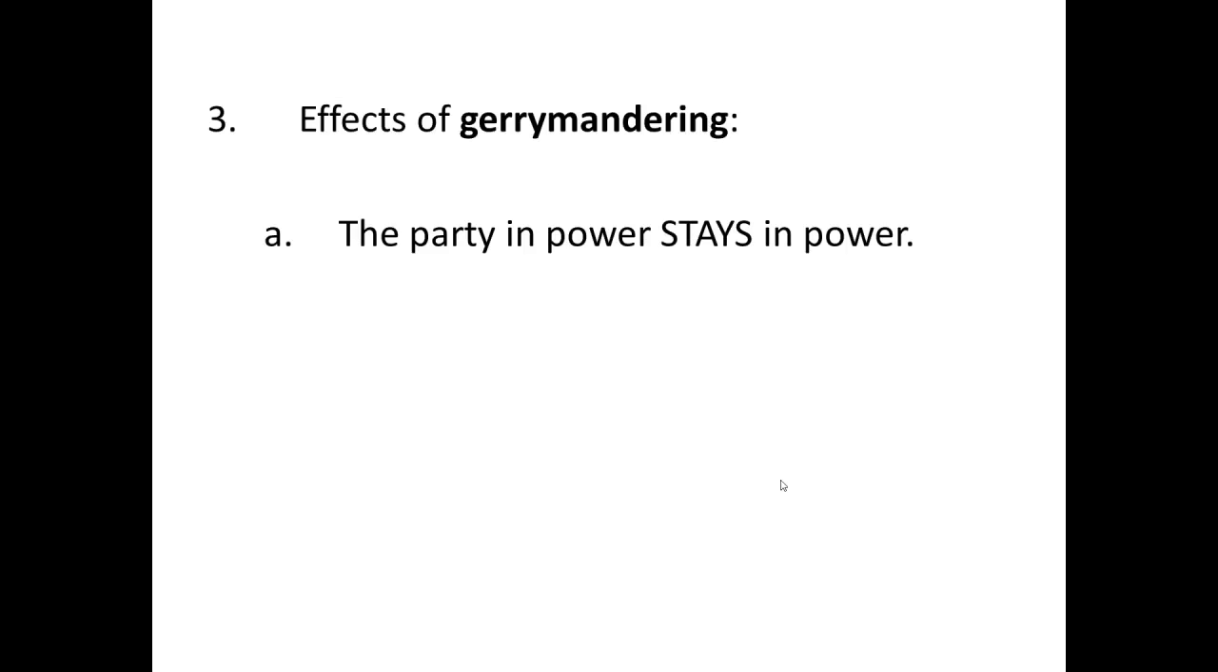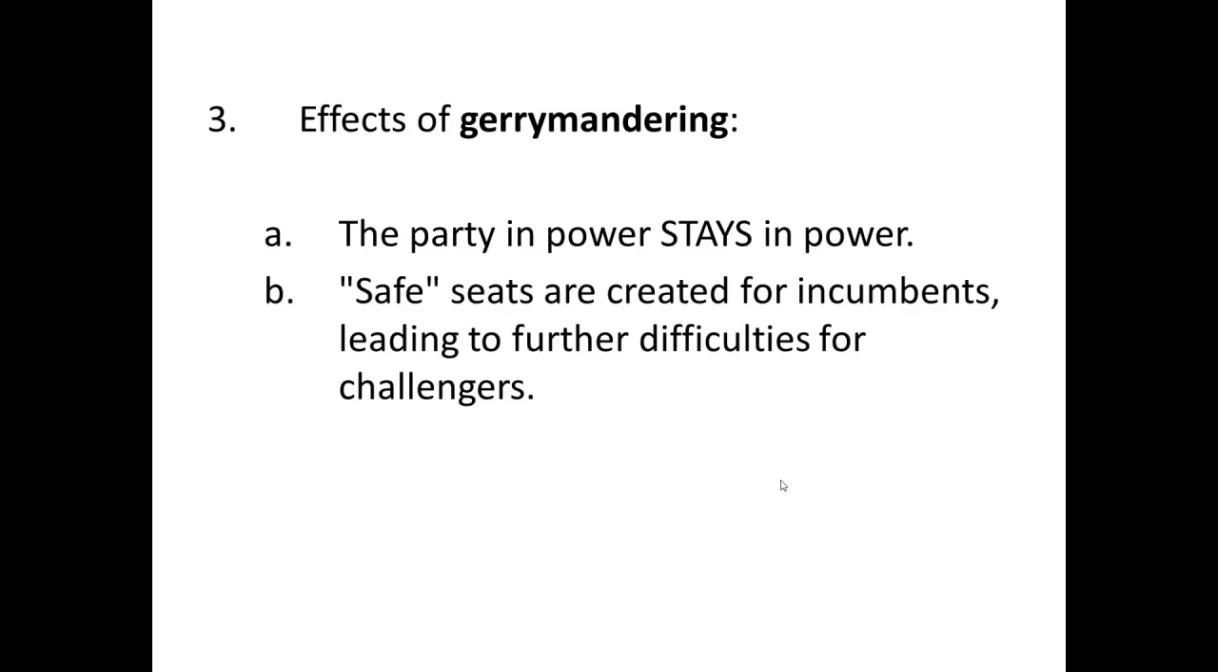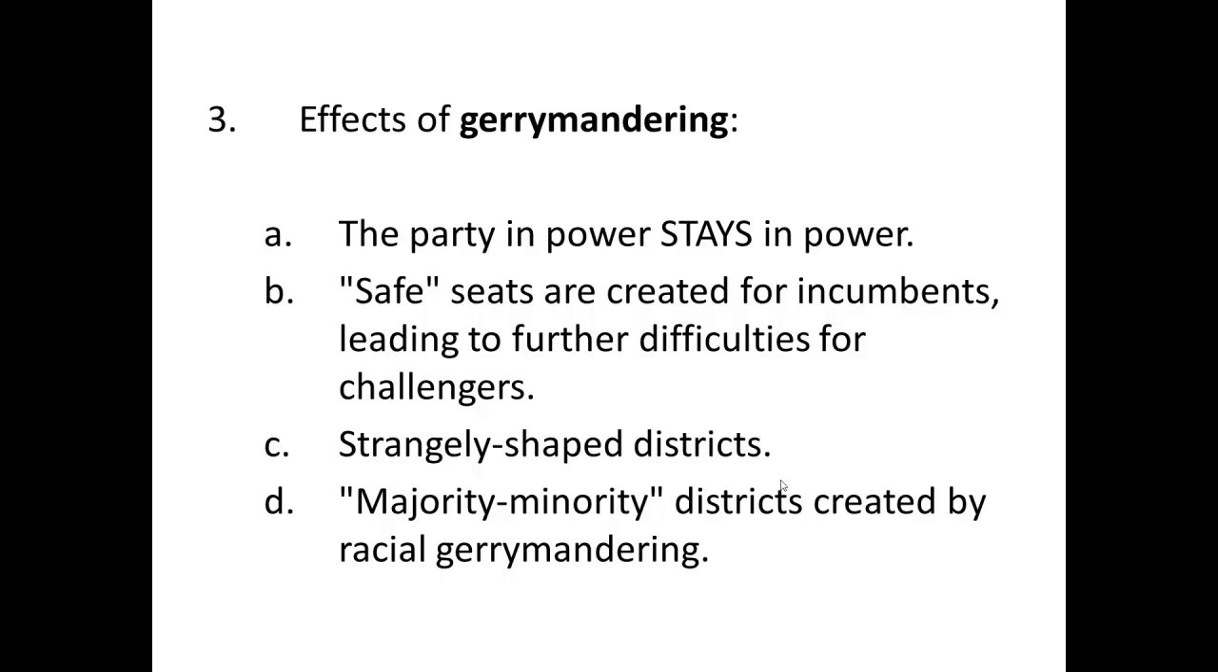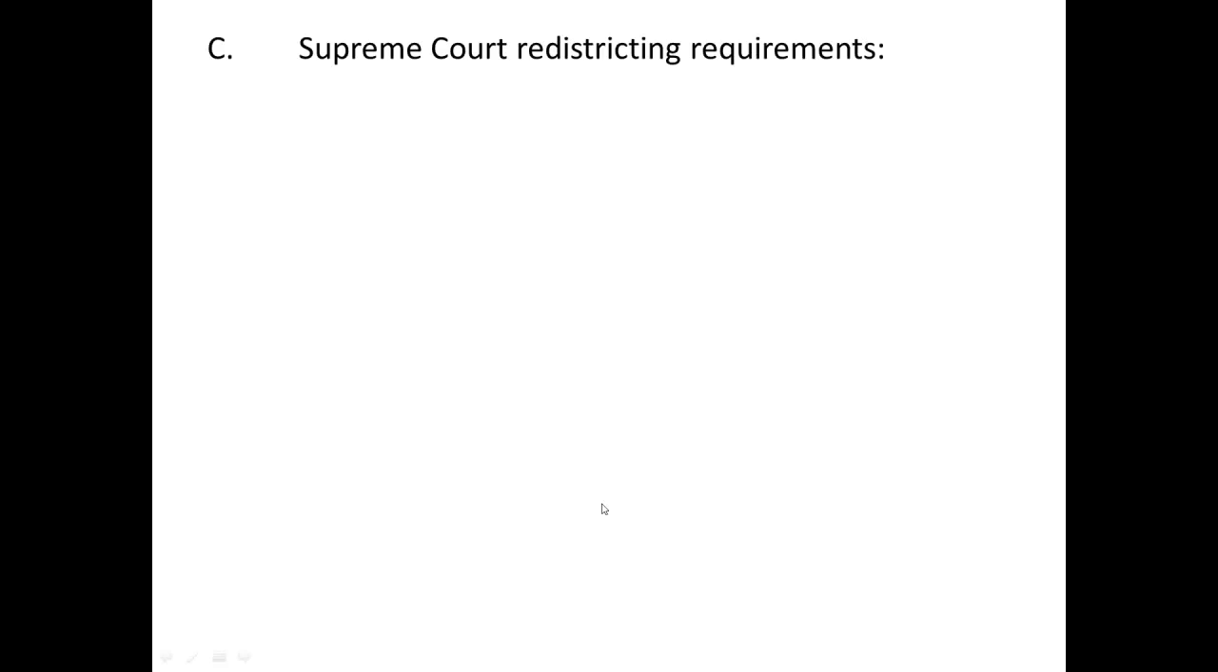What are the effects of gerrymandering? The party in power tends to stay in power. Safe seats are created for incumbents. There's very little competition because it's very difficult for a challenger to win in such a kind of biased district. Very strangely shaped districts, and majority minority districts are created by racial gerrymandering. And actually, I'm going to talk about this racial gerrymandering in a second.